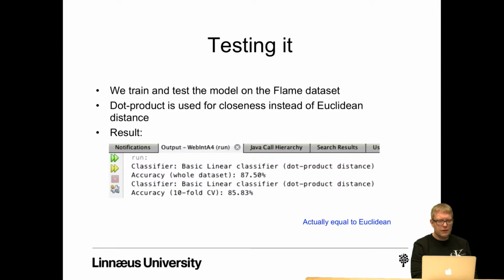And if we train and test the model on the flame dataset using the dot product for closeness instead of Euclidean distance, we get the following result. The accuracy, if we use the whole dataset for training and testing, is 87.50%, and the accuracy for tenfold cross-validation is 85.83%, and it's actually equal to the result we got when using Euclidean distance.